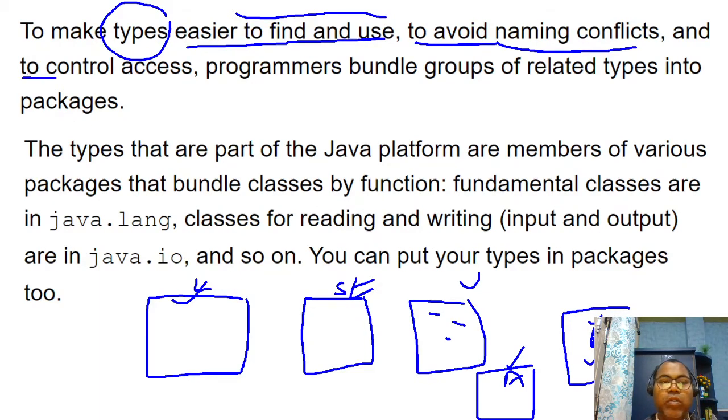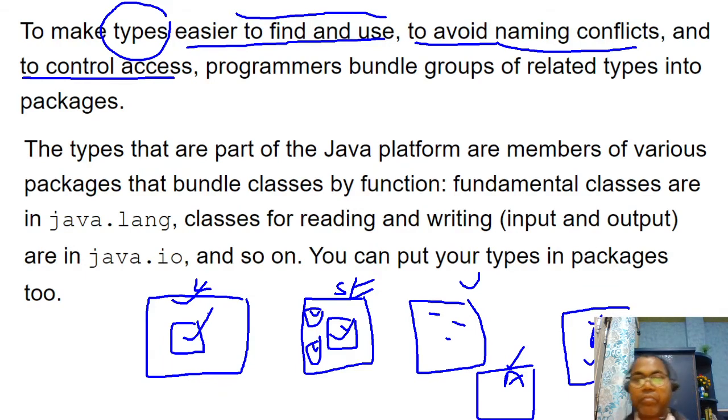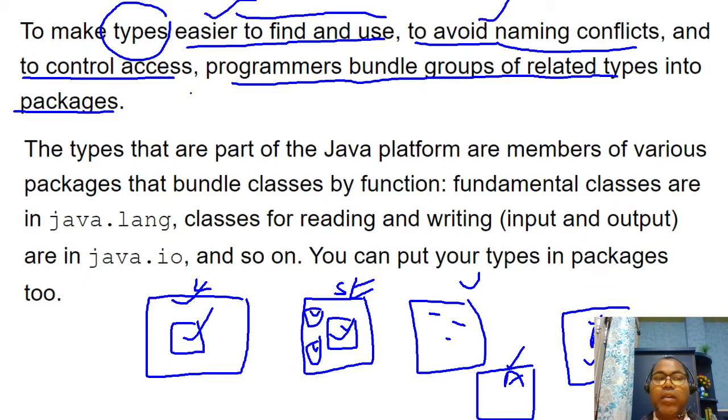Third, access control. Whenever you define classes in default mode, they cannot be accessed inside another package. Within the same package, all the default classes are accessible, but not inside other packages. So sometimes we have to get the benefit of controlling the access modifier. Generally, packages are easy to use, avoid name conflicts, and provide access control for particular classes. Due to these reasons, programmers bundle all the related classes in one package.